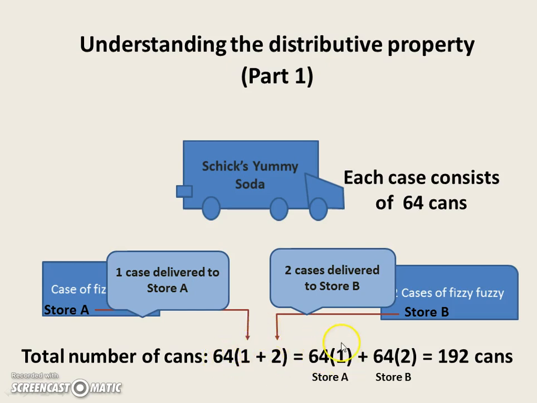So we get 64 times 1. That's the number of cans at store A. And at store B, 64 times 2. Well, 64 times 1 is just 64. We multiply 64 times 2 and add them together, and we end up with 192 cans. So altogether, Schick's Yummy Soda truck delivered 192 cans to two stores, 64 to store A and the rest to store B.